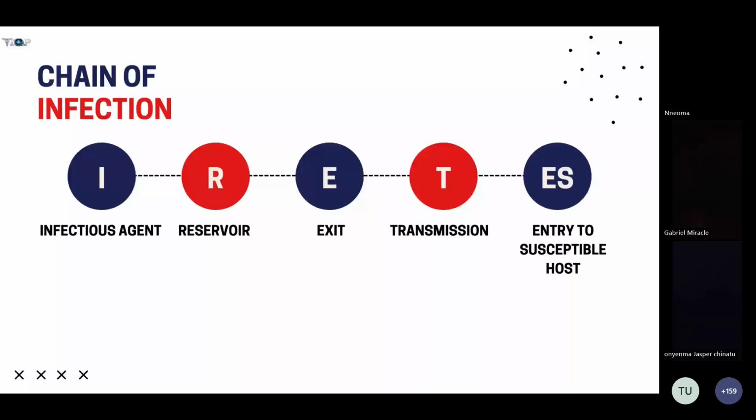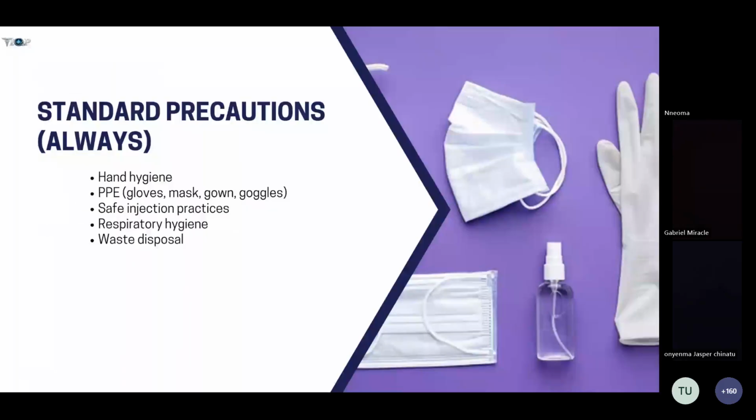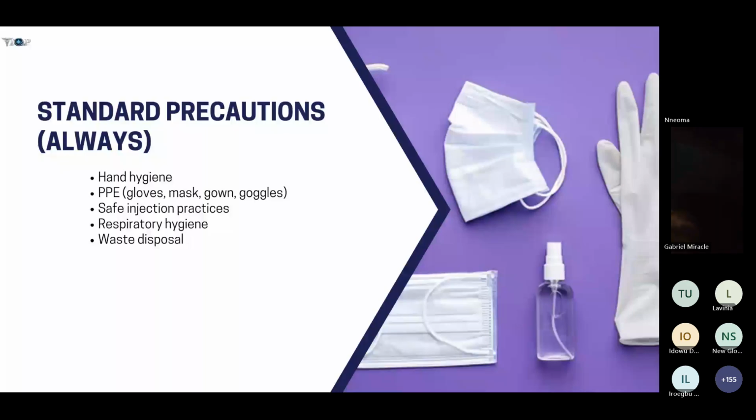Very good. Now, there are standard precautions that you need to always carry out whenever you are in the infection prevention control procedure. The first thing to do is hand hygiene. That is, you wash your hands every time. There are 5 moments, I will explain after this, where you have to wash your hands. Then use PPE, that's personal protective equipment: the gloves, the masks, the gown, and then goggles. Then safe injection practices, that is if you are licensed to give injections. Respiratory hygiene and waste disposal.